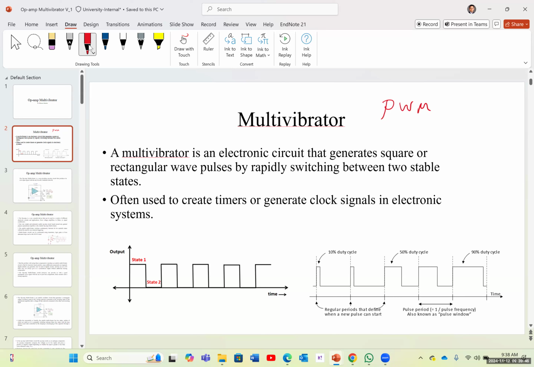So a multi-vibrator, again, is an electronic circuit that generates a square or rectangular signal, and it just switches between two states. For example, here we have a positive voltage. This could be between positive 5 volts and 0 volts, or it could even be between a positive and a negative voltage, for example, between positive 5 volts and negative 5 volts.